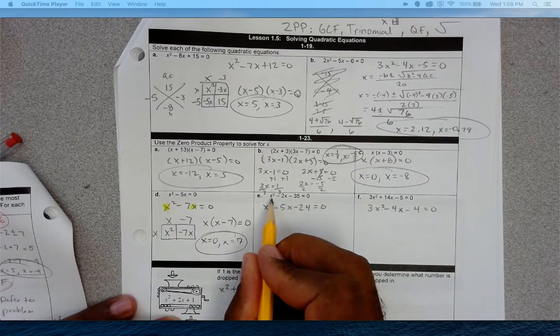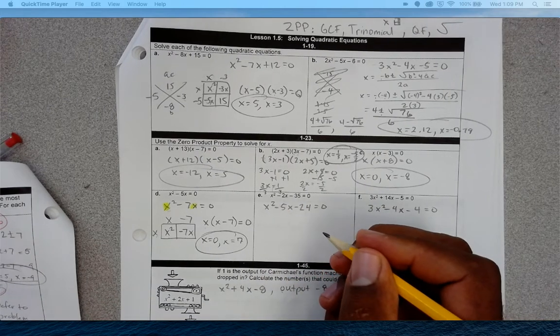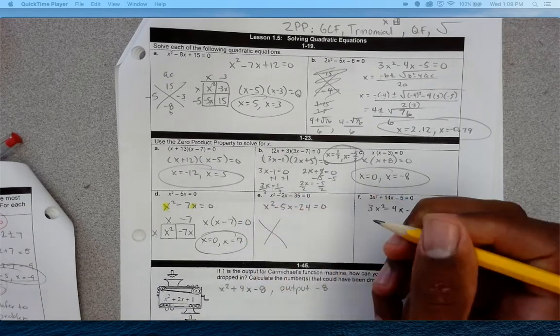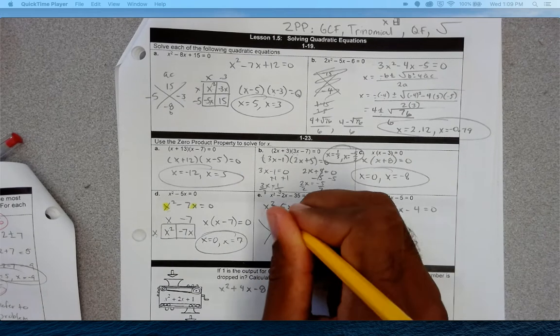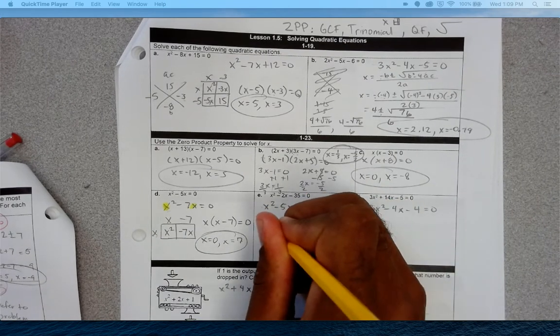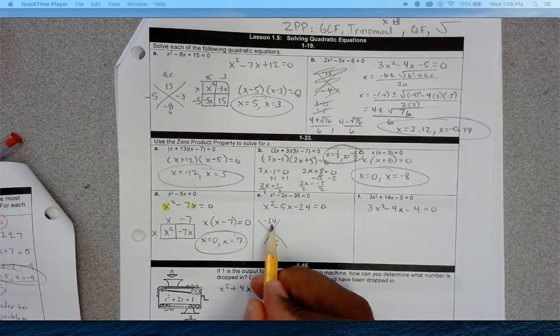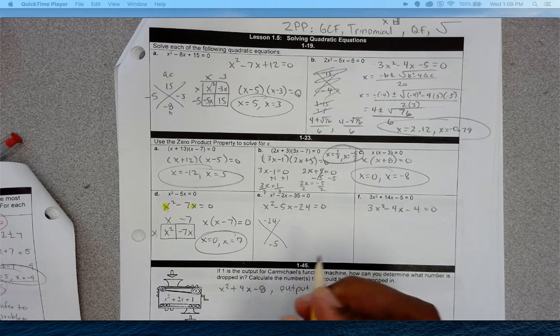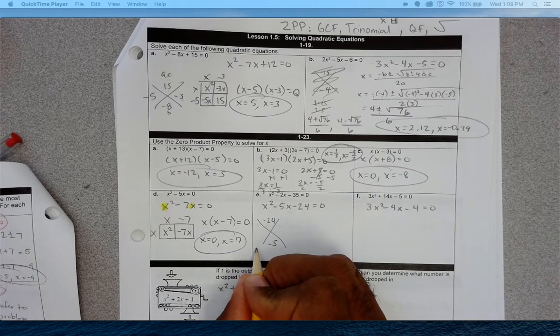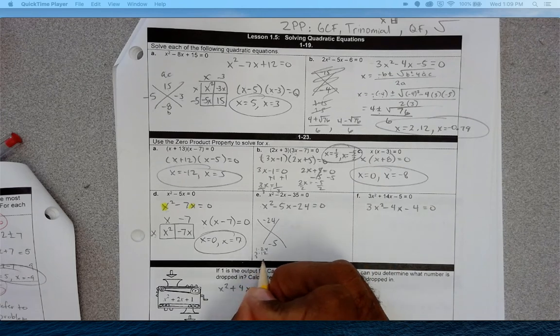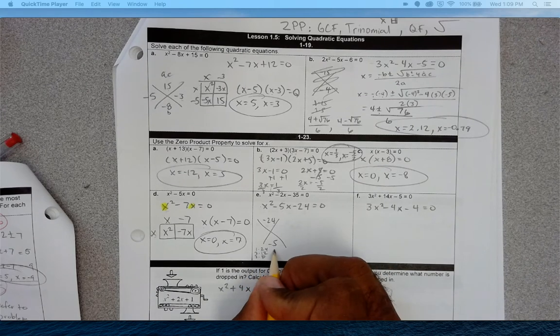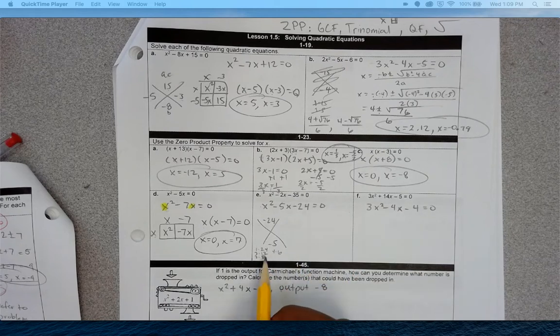Okay, so now I've got another trinomial. So let's go ahead and try our x. So I get negative, so 1 times negative 24, a times c, b on the bottom. What numbers are going to multiply to negative 24, add up to 5? Well, let's list it out real quick. So 1 times 24, 2 times 12, 3 times 8, 4 times 6. I'll stop there. Do any of these either add up to negative 5, or could they subtract to be 5?